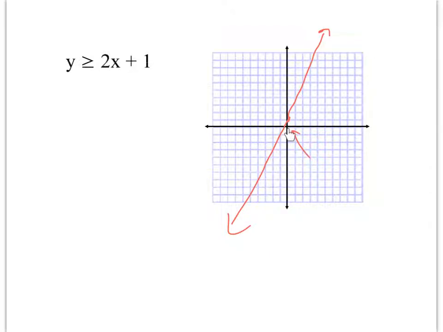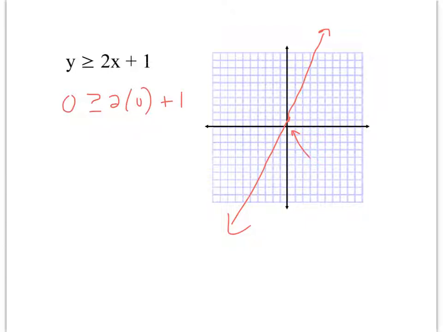If 0, 0 works, I'm going to shade this side. If 0, 0 does not work, this side doesn't work, which means I'm going to shade this side. So let's see, 0, 0. Let's plug in the point 0, 0. Let x be 0. So y is 0. X is 0, so 2 times 0 plus 1.